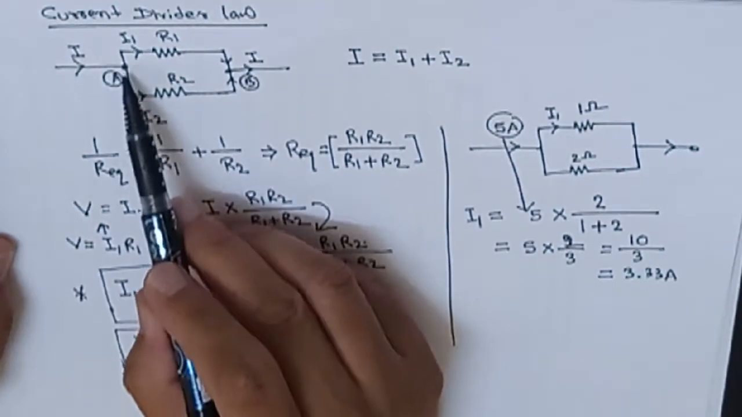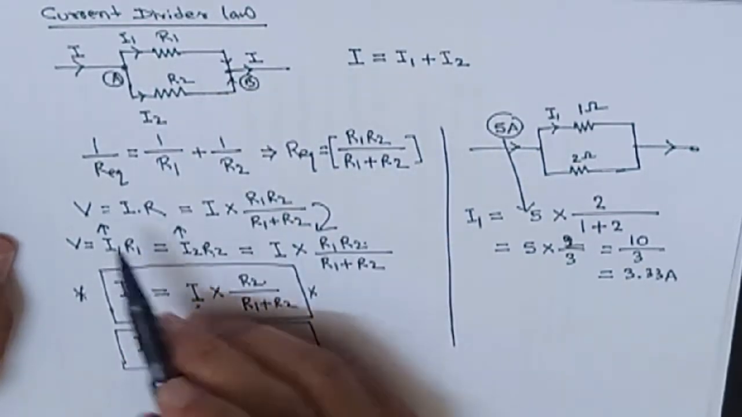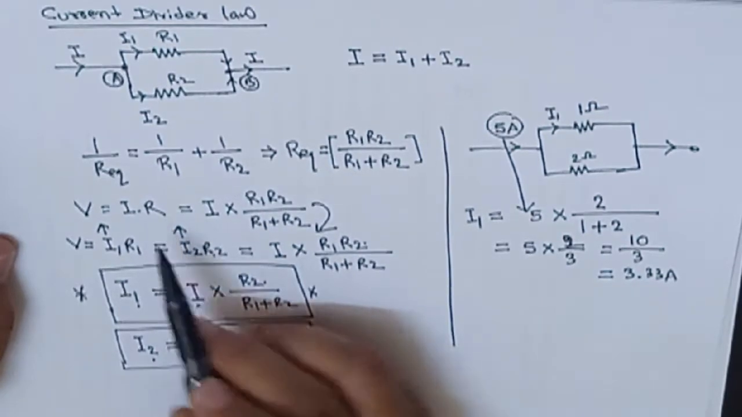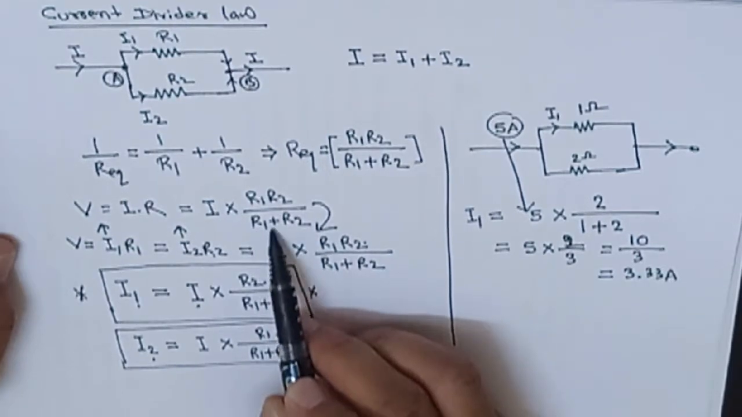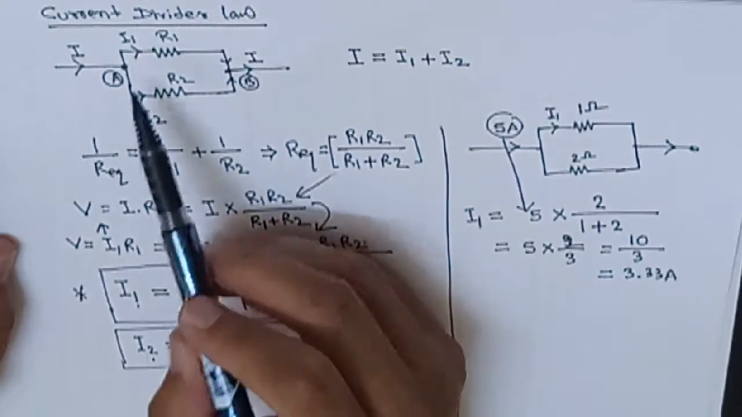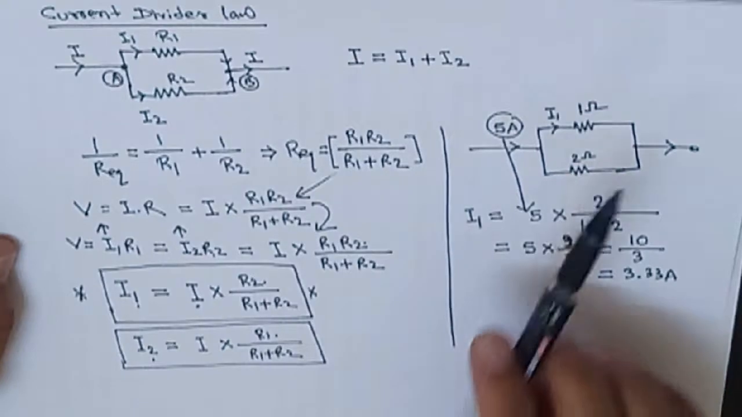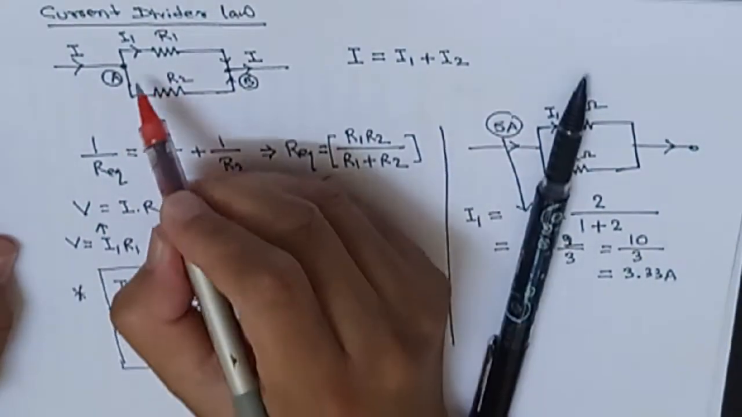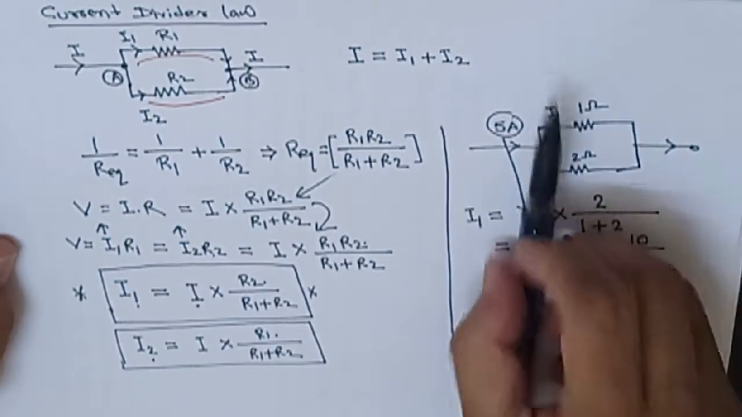Now, if we consider these two points and the main current I, then the voltage across points A and B is V equals I into R. Now check this R. R is nothing but the equivalent resistance, so V equals I into R1 R2 divided by R1 plus R2. The same thing we insert here. Now you check for points A and B, this side voltage and that side voltage are also the same. I am going through it with a different color. This side voltage and that side voltage, both are the same.